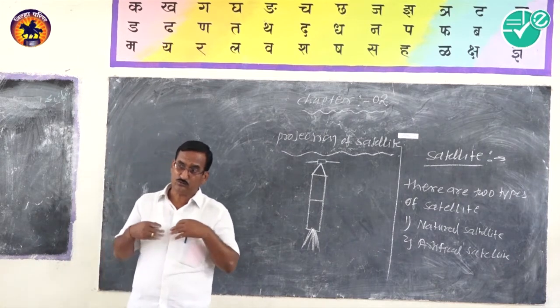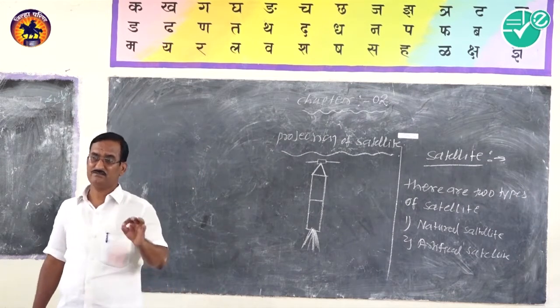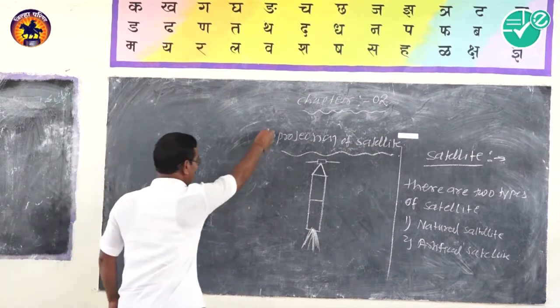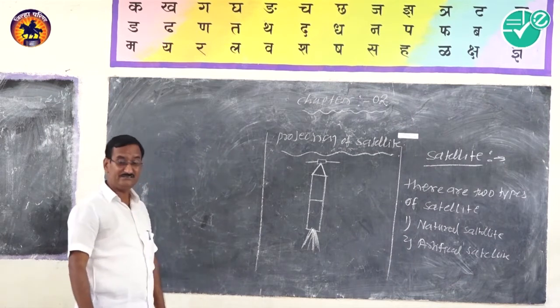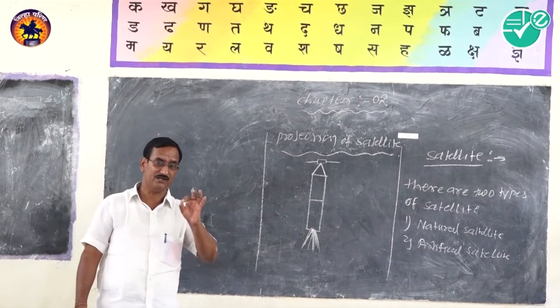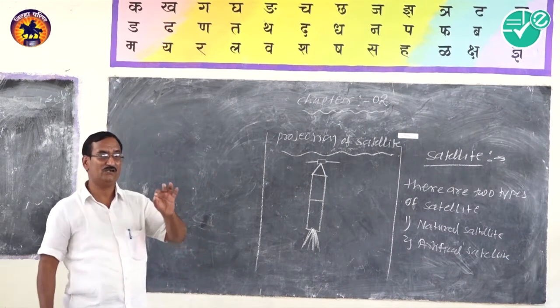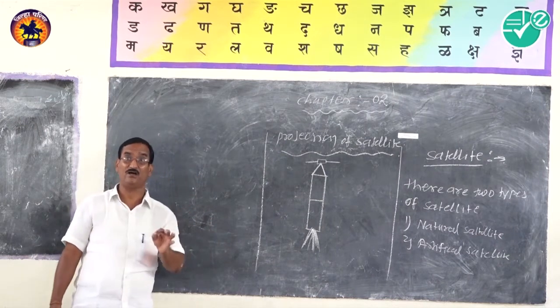Then, after launching these satellites in space, a number of questions arise in our mind. How is the orbit of a large satellite around the Earth determined?